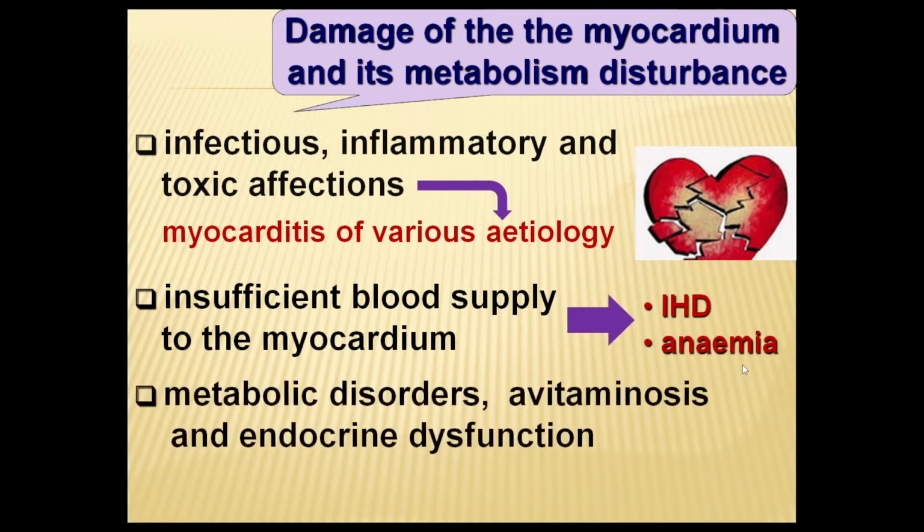And the next problem, metabolic disorders, because adequate heart contraction is tightly connected with some microelements and vitamins, which are coenzymes needed to control some metabolic processes. We must also remember some endocrine dysfunction, and first of all the thyroid gland, which regulates activity of the heart.